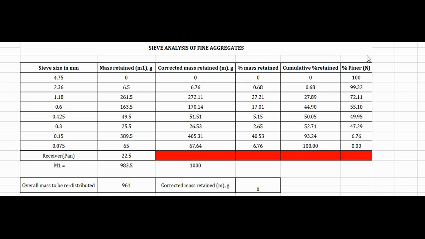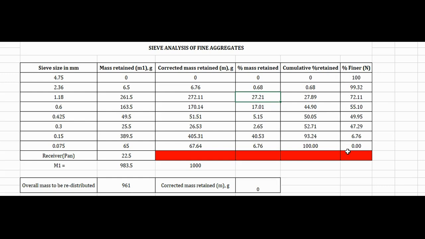What does this percentage finer indicate? That means at 4.75, there is 100% of particles which is finer than 4.75. What is the meaning of 2.36 being equal to 99.32? That means 99.32% of particles are finer than 2.36. Similarly, with respect to 1.18 mm, 72.11 percent of particles are finer than 1.18. Similarly, if the calculation is correct, for the 75 micron, the percentage finer will be 0.